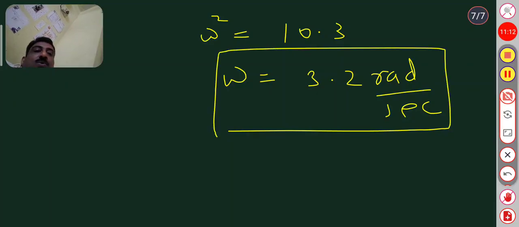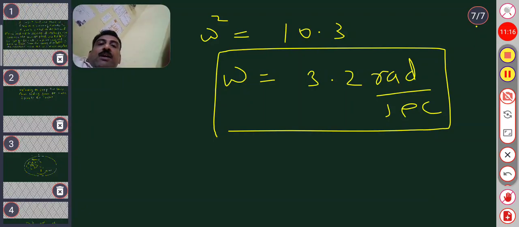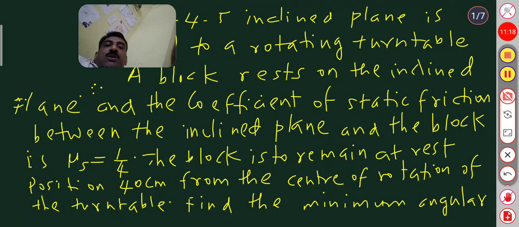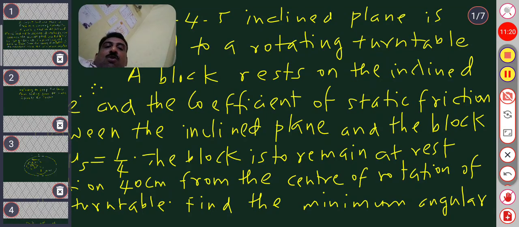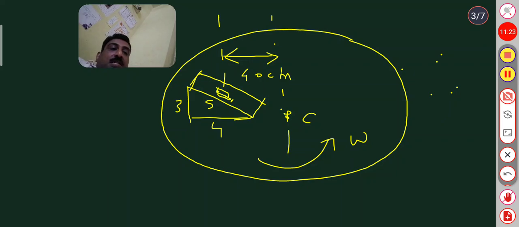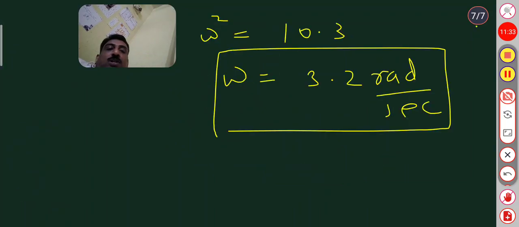So this is the angular velocity of the turntable, the minimum angular velocity of the turntable for which the block should not fall down, isn't it? If the block should not fall down, then the angular velocity of the turntable should be equal to 3.2 radians per second.